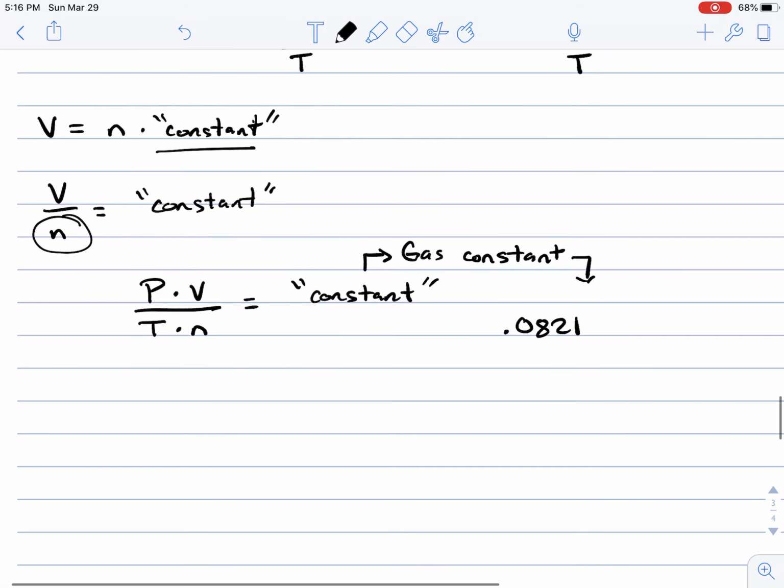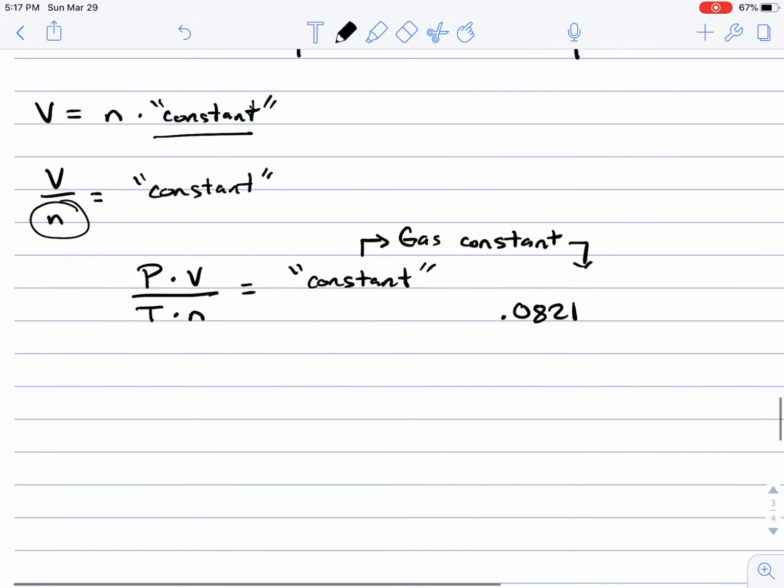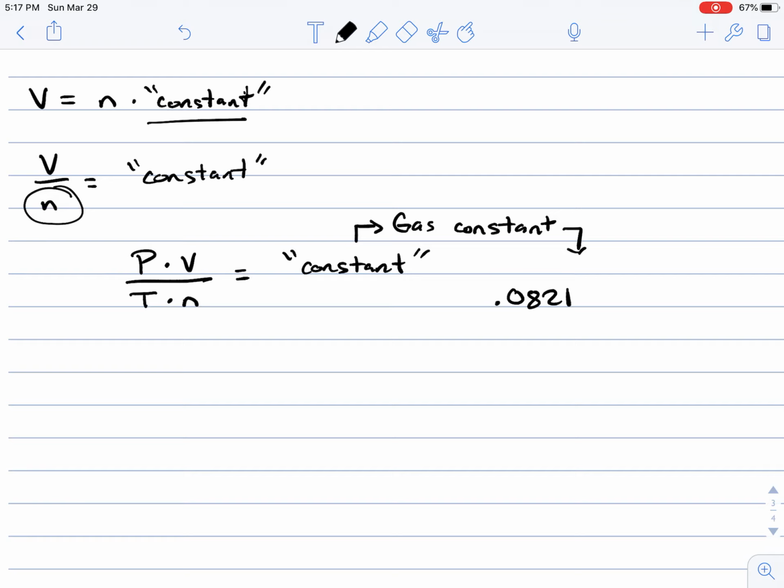I always advise my students to make sure to write their units for any of these types of problems in chemistry, just because these units will absolutely help you. They'll help guide you to solve the problem. We're going to take a look at how these units help us when we go through some practice problems for gases. So for now, the gas constant is going to be 0.0821.